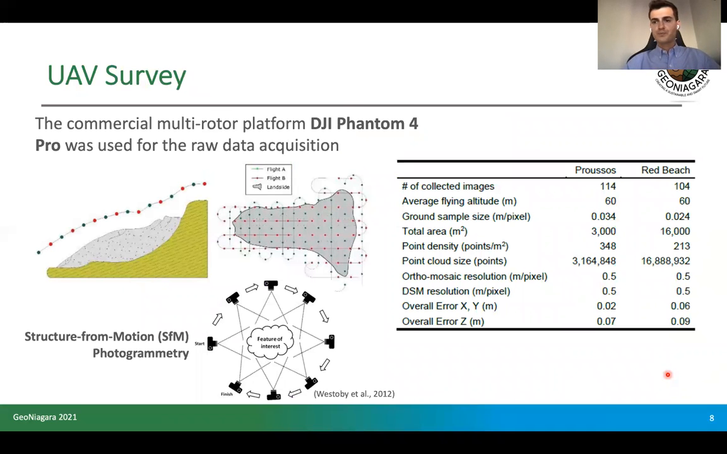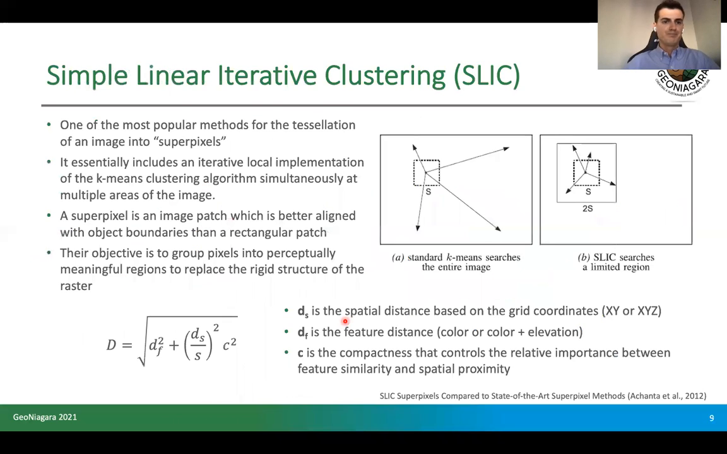The UAV survey used the multi-rotor platform DJI Phantom 4 Pro and a specifically designed survey plan for landslides that is depicted in the figure here on the left. The characteristics and the properties of the survey can be found in the table on the right, and also the quality result of the structure from motion process that was used to process the raw images and generate the final products.